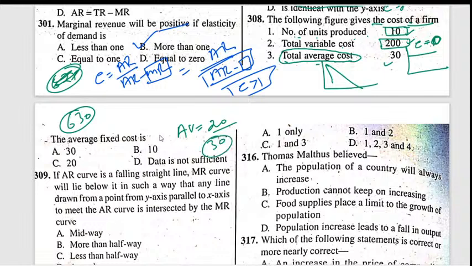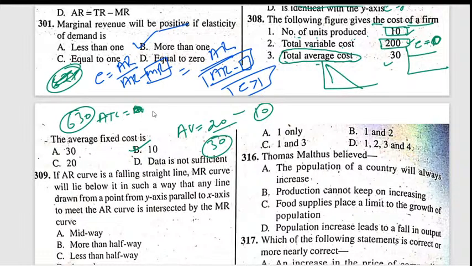So it is talking about average fixed cost, which means 10 is the average fixed cost. Total cost is average variable cost. If I talk about average total cost, or total average cost, it is showing here 30.